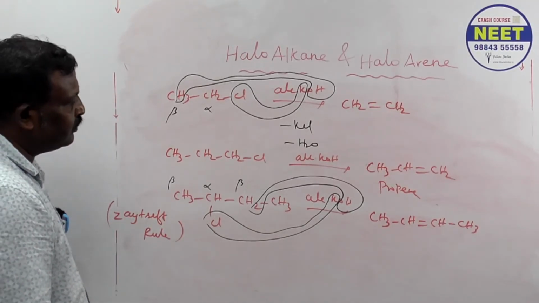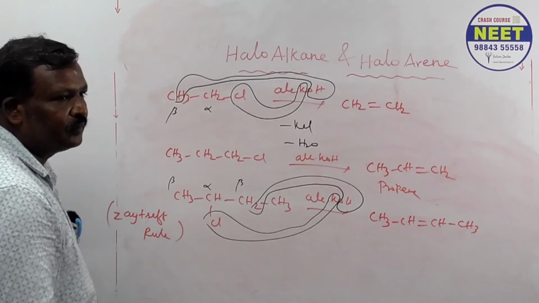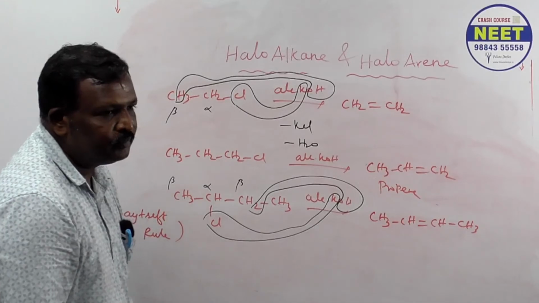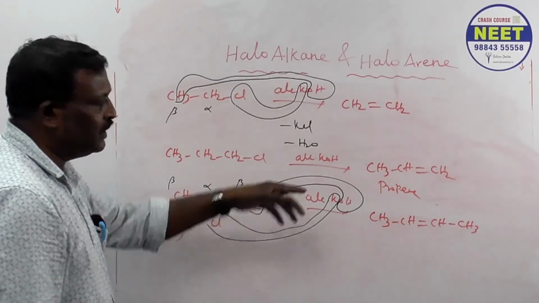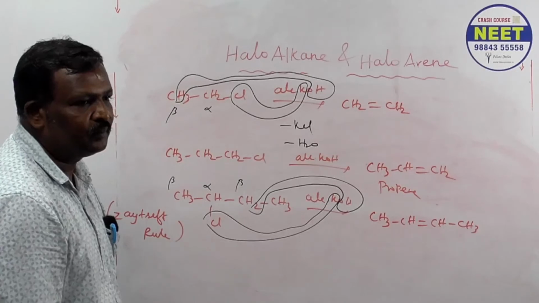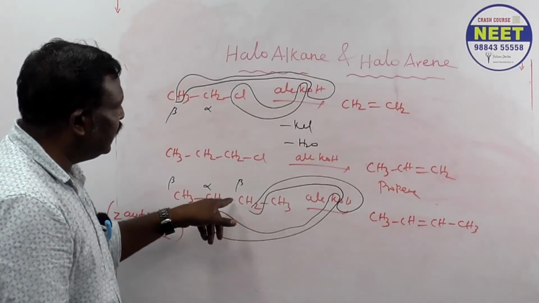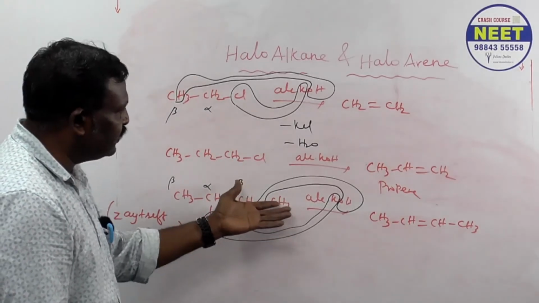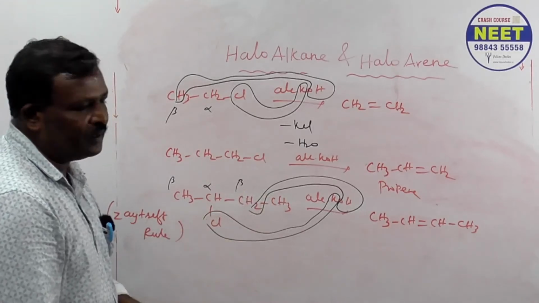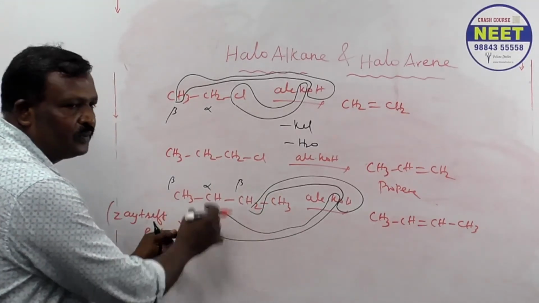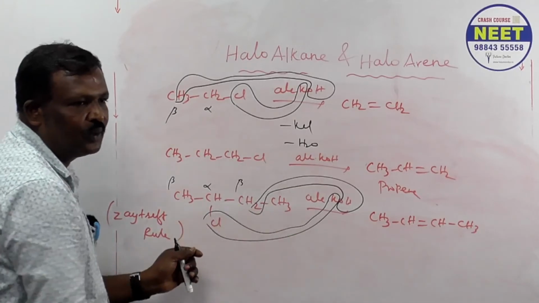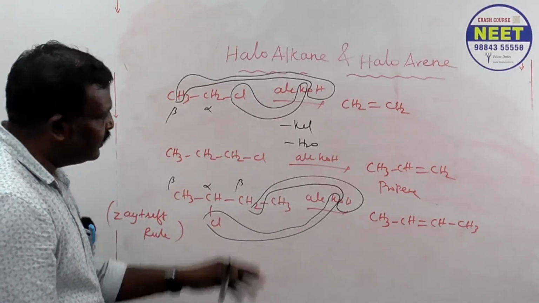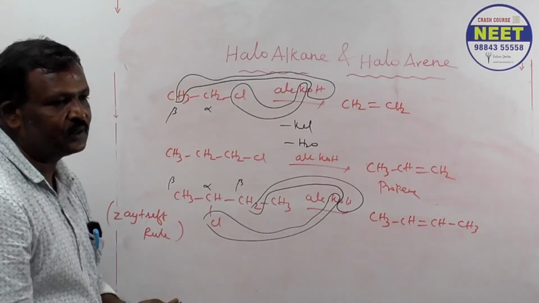Okay. So they ask reasoning questions like why only alcoholic, not aqueous? Aqueous means that will undergo nucleophilic substitution reaction. That will undergo only nucleophilic substitution reactions. Then only alcoholic KOH we are taking. Nucleophilic means what? You just replace Cl by OH. Okay. Then only we are using alcohol as a solvent. So if you use alcohol, then only we are getting those alkene compounds.